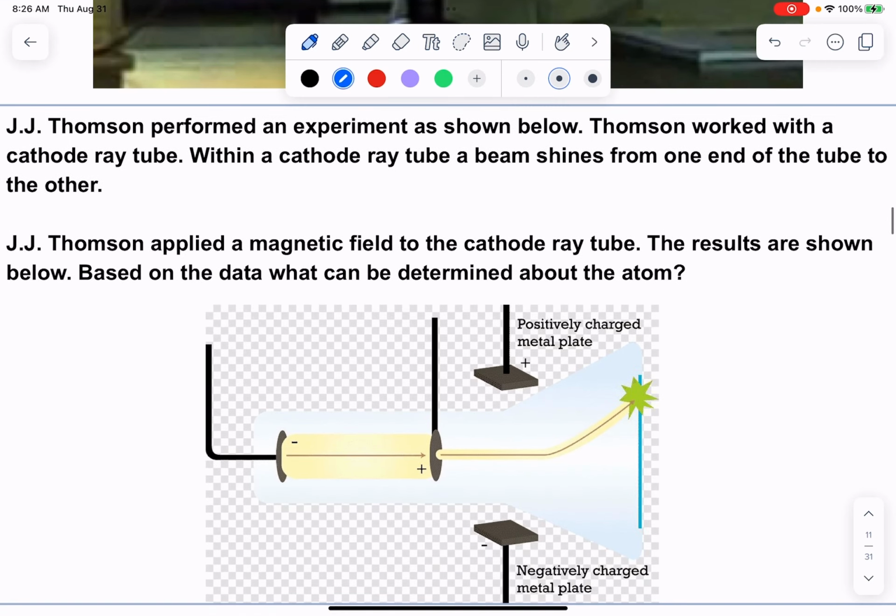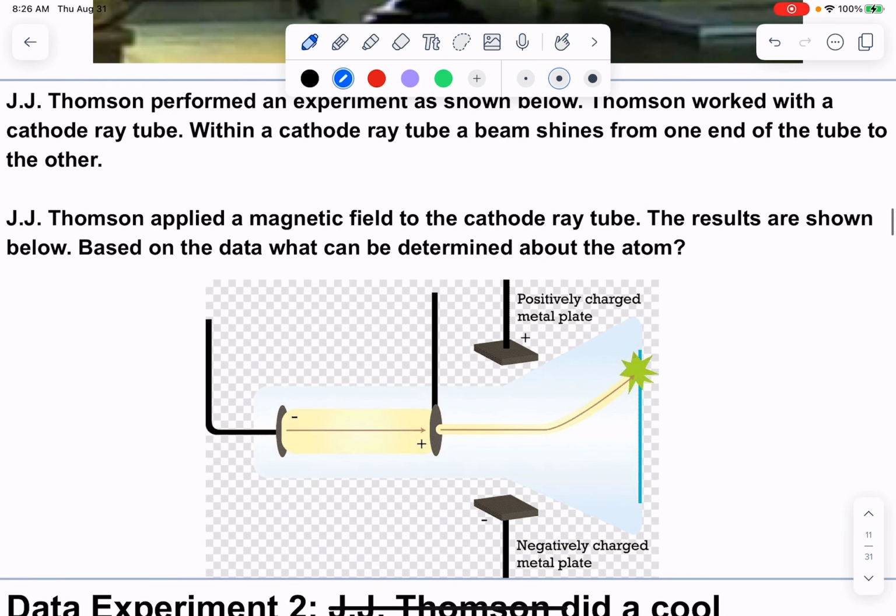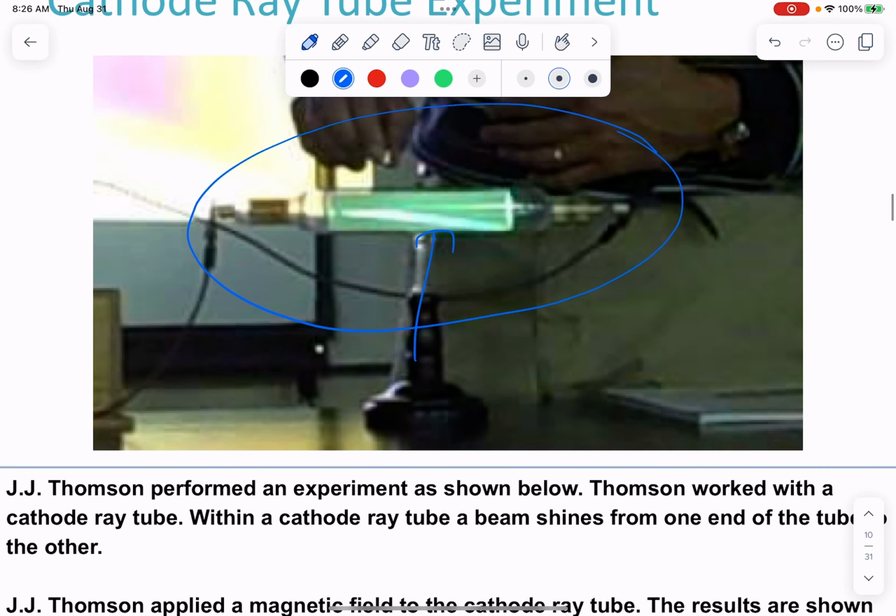And basically what's happening is you take a vacuum tube, vacuum meaning there's nothing inside of it, no air, no other molecules at all, and you attach it to some wires and run electricity through it. When you do that, you end up with this beam that you can see right there, right?